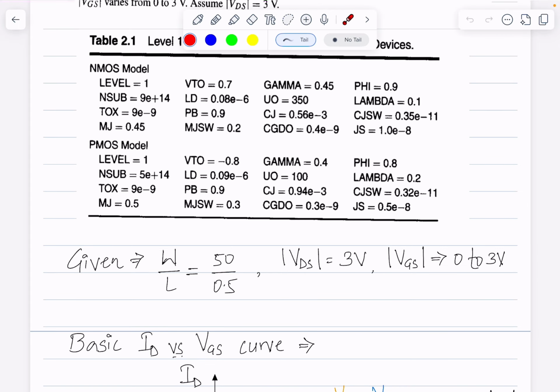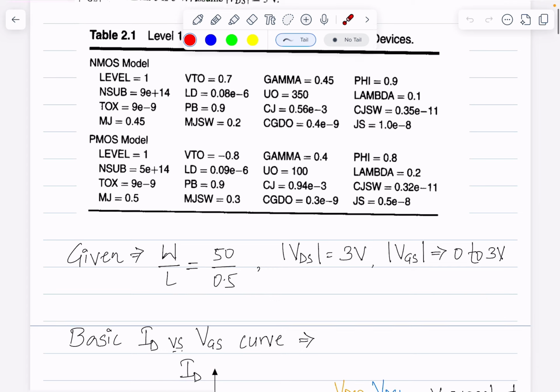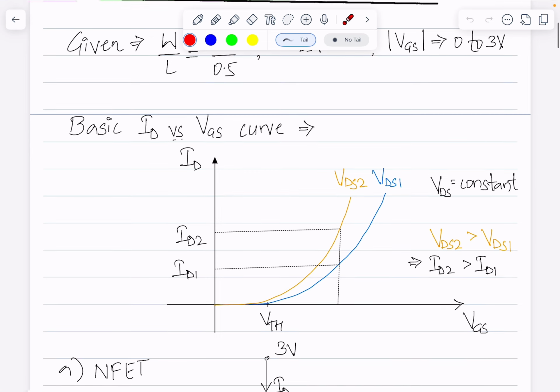So again, we are given that W by L is 50 over 0.5, VDS is 3 volts and VGS varies from 0 to 3 volts, and we need to plot ID versus VGS. So if you look at the basic ID versus VGS curve, this is how it looks. When VGS is less than VTH, there is no current in the device as the device is turned off, and hence we have no current here. And as VGS becomes greater than VTH, the current starts to increase in an exponential way.